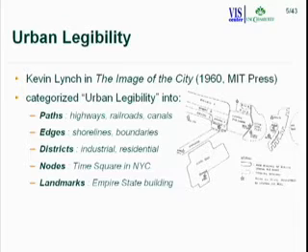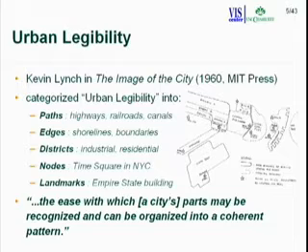He categorized them into paths, which are highways, railroads, roads, canals; edges, which are shorelines or boundaries; districts, such as industrial or residential districts; nodes, which you can think of as areas where lots of activities converge, as an example, Times Square in New York City; and then landmarks. Landmarks can really be anything. It can be a tree, it can be a post sign, it can be a big building. It's whatever people use to navigate themselves in an urban environment.